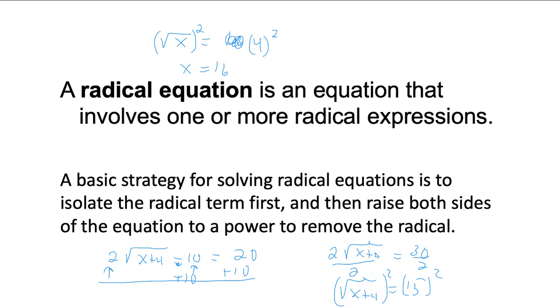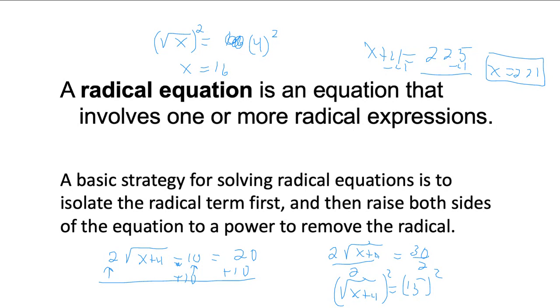So now I'm left with x plus 4 is equal to 15 squared, which I believe is 225. Subtract 4 from both sides, and I end up with x equals 221. So when you're solving a radical equation, you want to isolate the radical. And we'll be going through some of these problems in the practice this week.